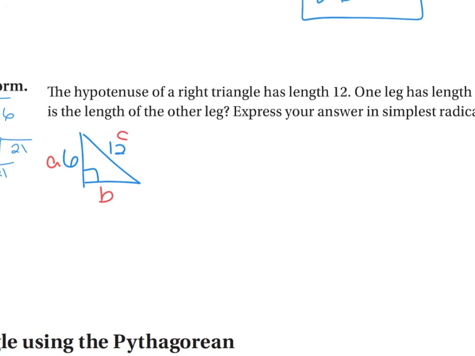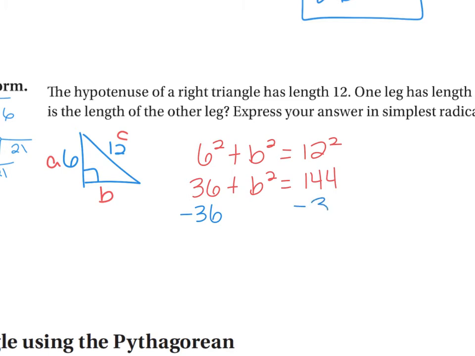So I'm going to have 6 squared plus B squared equals 12 squared. Right, that gives me 36 plus B squared equals 144. So we're going to get rid of that 36 over there. So I'm going to subtract 36 from both sides. And B squared equals 108.